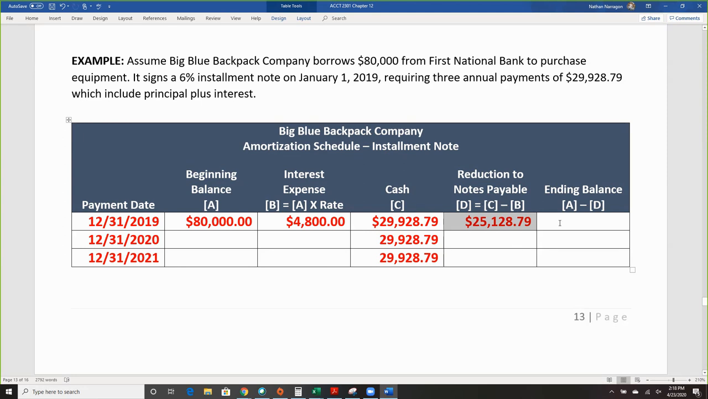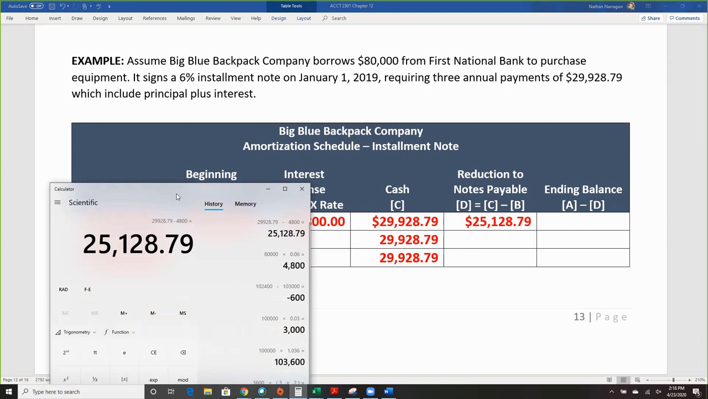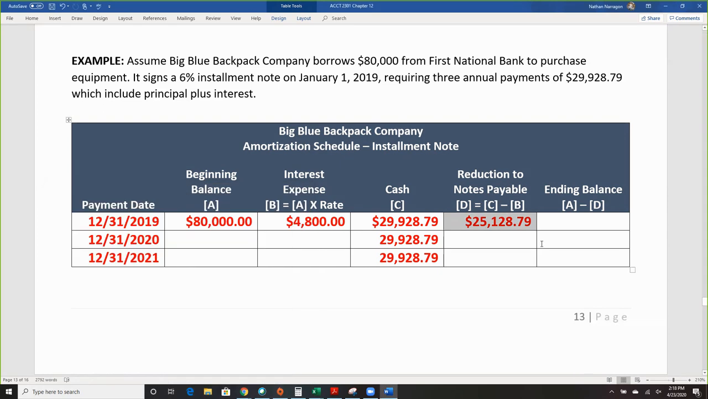So what is my ending balance? What's left on my notes? Well, this is taking now the beginning and subtracting out our principal payment, the portion to principal, our reduction to notes payable. If this was a note, 25,128.79. So that means I'm left with 54,871.21. There we go. So again, next year, this is now our beginning.